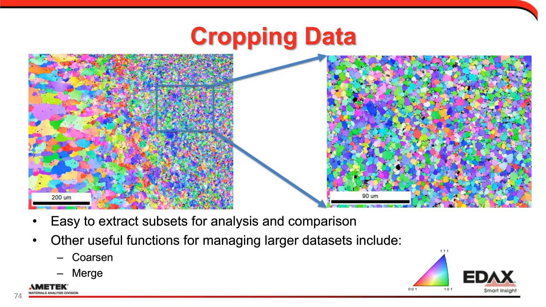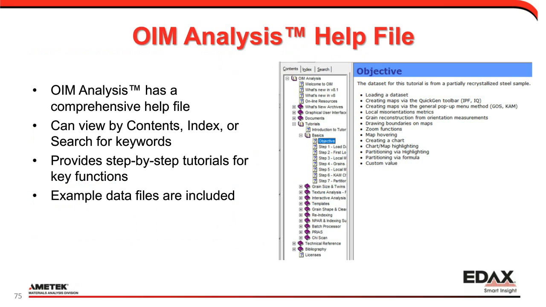Okay, I like to just mention the OIM Analysis help file. As far as efficiency, being able to get the results you want, it's a great resource. You can view by contents. It kind of gives you a project tree type of approach for what's in the help file. There's an index of key terms. You can search through it. There are step-by-step tutorials for key functions. So you can see there's grain size analysis, texture analysis.